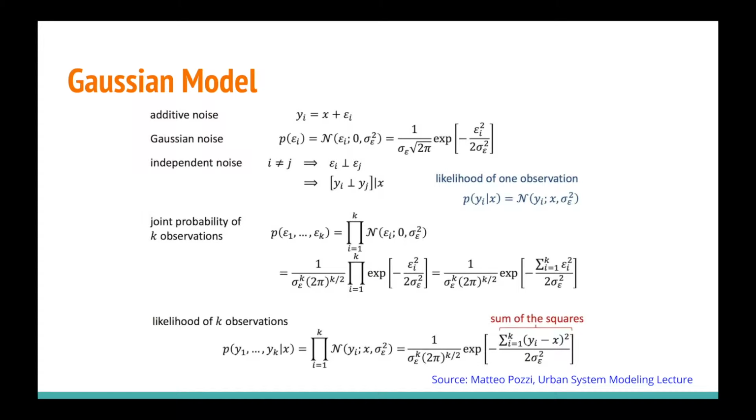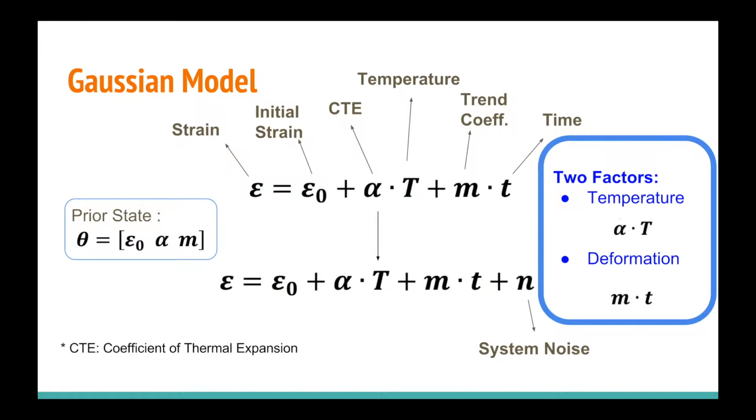To achieve that goal, the first thing we want to do is to create a statistic model. The one we chose here is a Gaussian model. As you can see in this equation here, epsilon represents the strain of a cable and epsilon 0 is the initial strain, and alpha is the coefficient of thermal expansion. Capital T represents the temperature, M represents the trend coefficient, and t is the time.